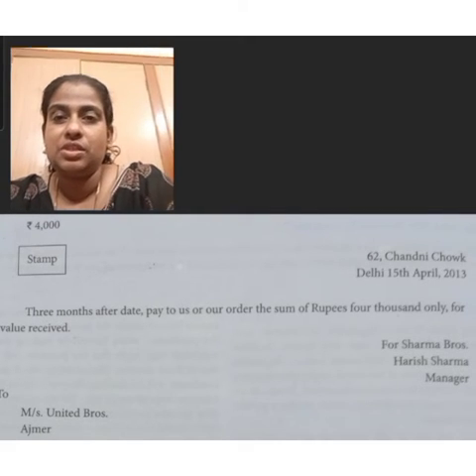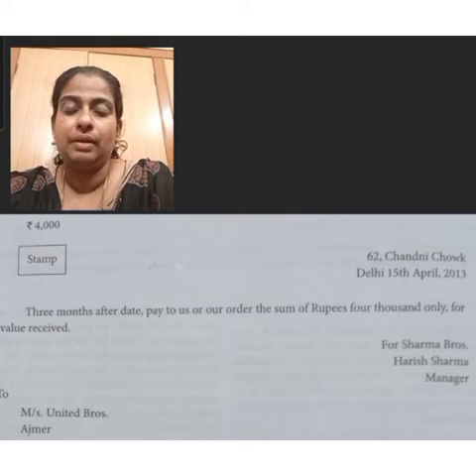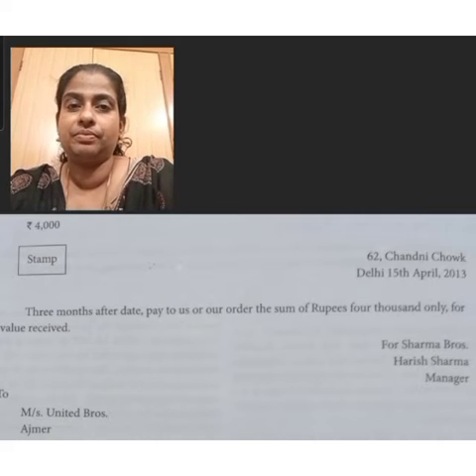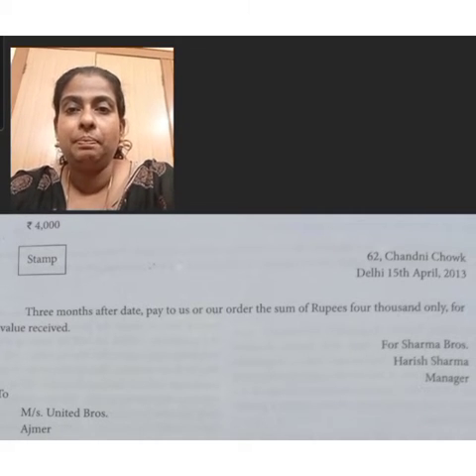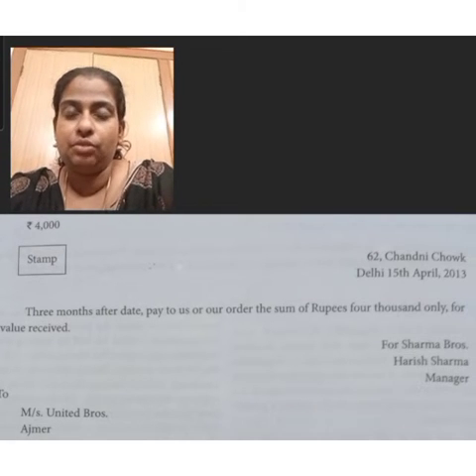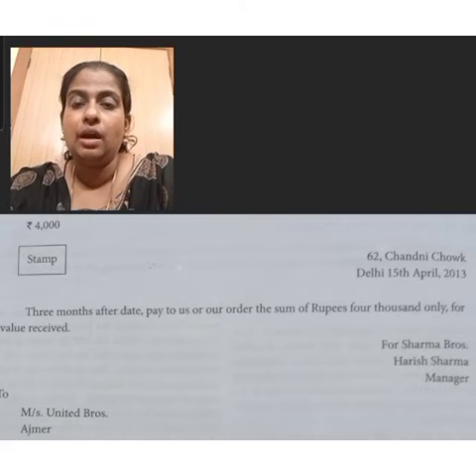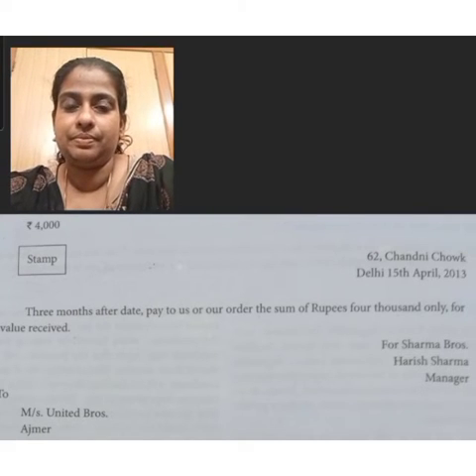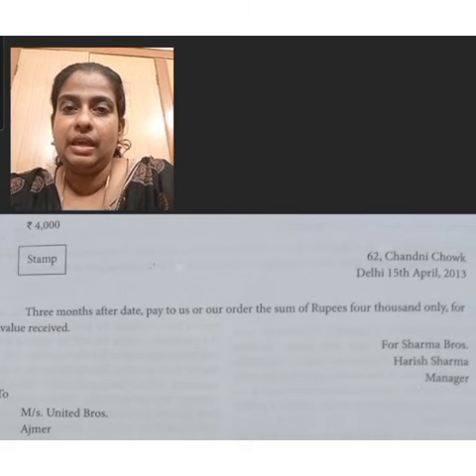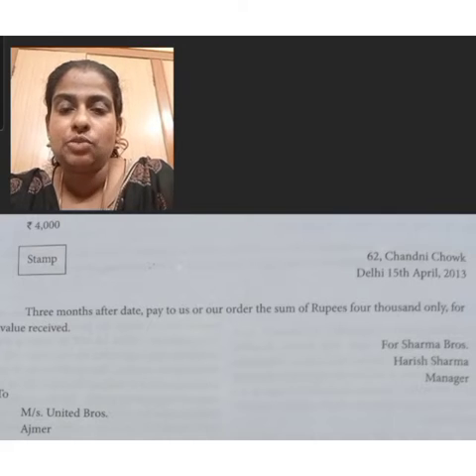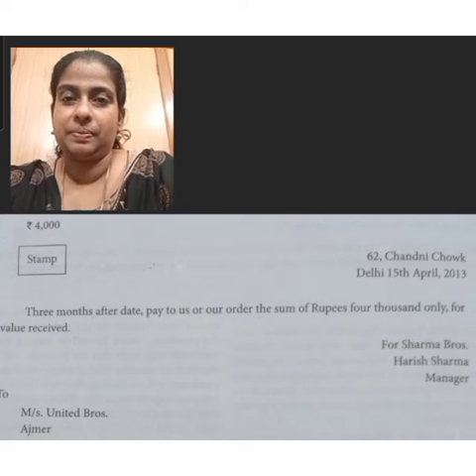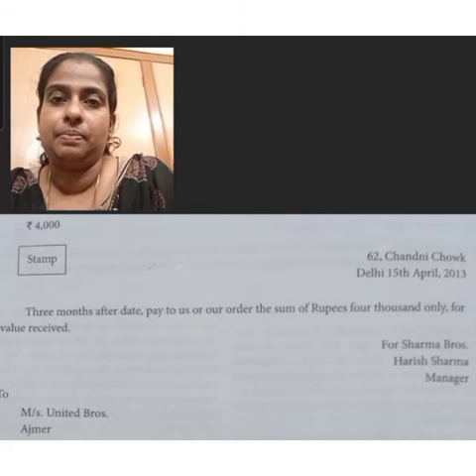The important constituents or elements of the bill of exchange are: the first one is place and date of the payment. The date of writing the bill must be clearly mentioned in the bill of exchange, because the due date is to be calculated on the basis of this date. The place of the payment should also be specified. If it is not specified, the payment will be made at the address of the drawer written in the bill of exchange. The second point is stamp.